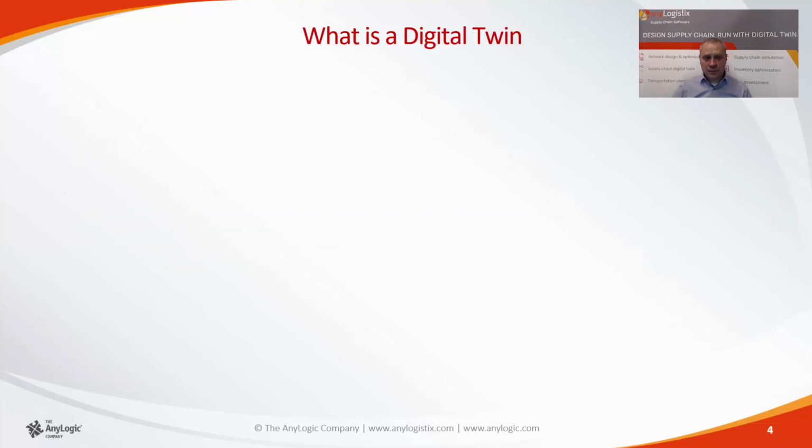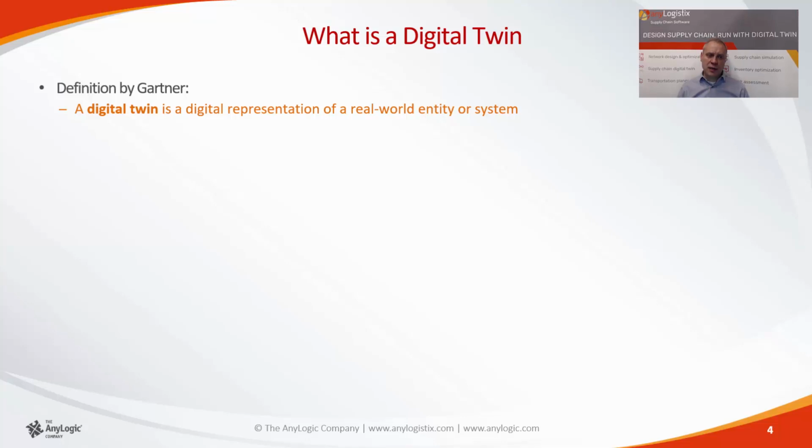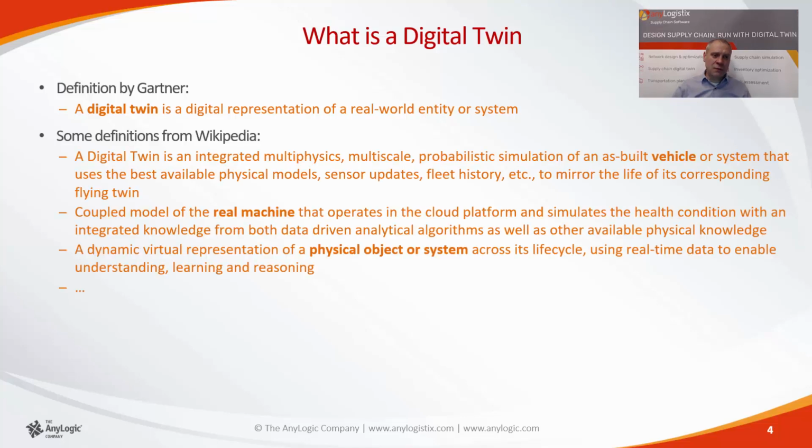What is a digital twin? If you look at the definition by Gartner, digital twin is a digital representation of a real-world entity or system. Basically, it means that any computer model is a digital twin, which is obviously not true. If you look at the definitions from Wikipedia, there are many of them there. You'll find out that most of those definitions were created with one particular object in mind.